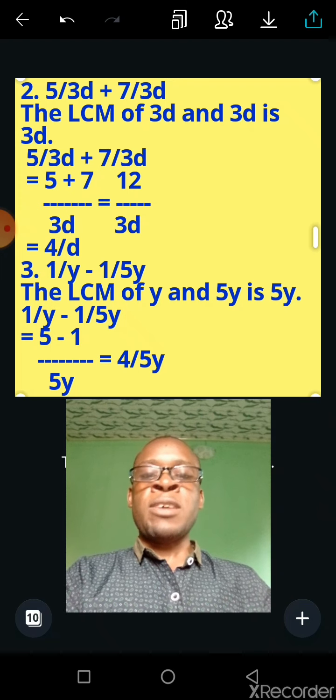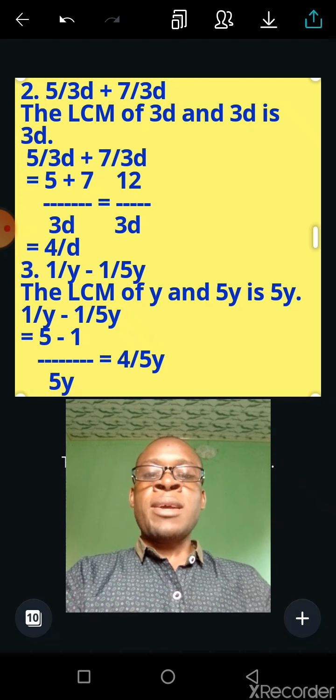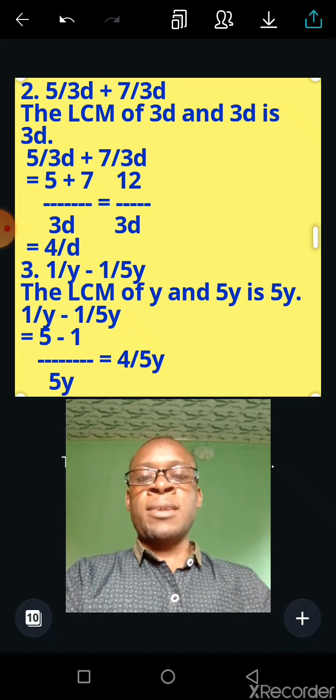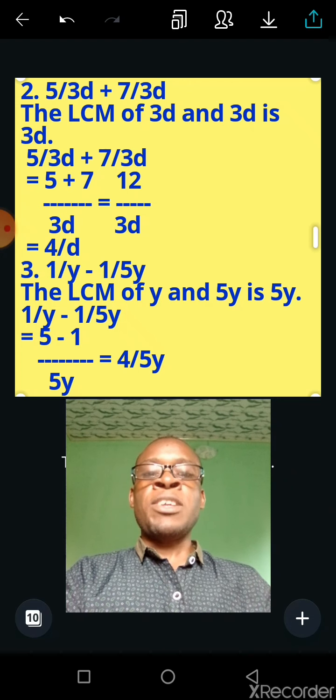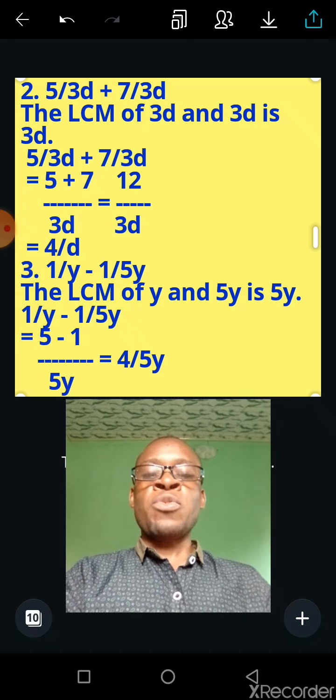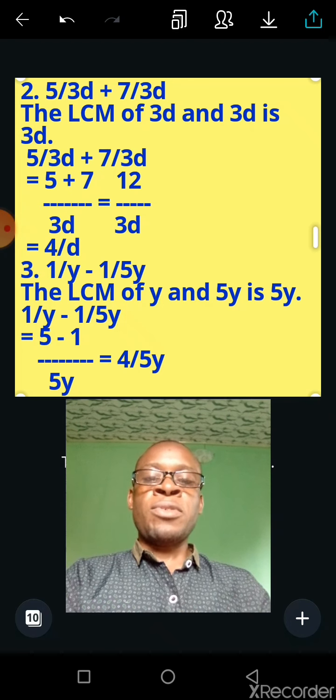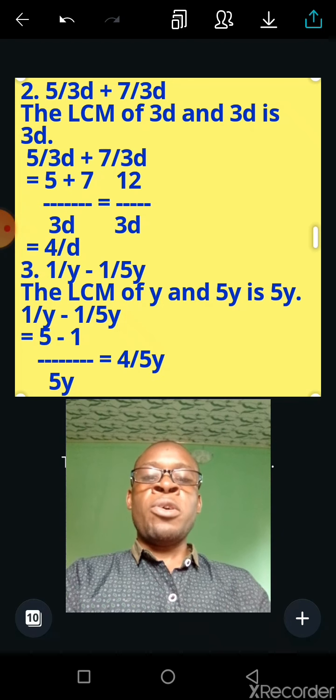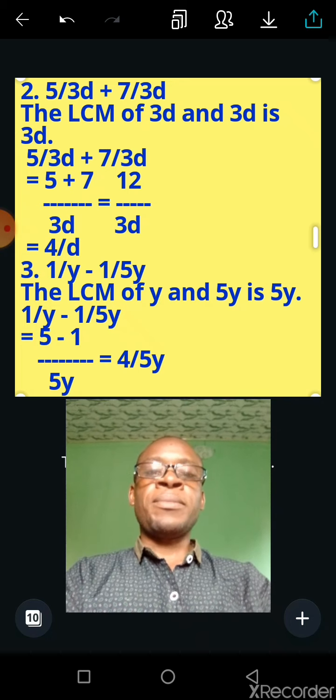We go to the next fraction. We take 5y and divide 5y. We have 1. So 1 times the numerator, which is 1, we have 1. So we now have 5 minus 1, which is equal to 4. So the answer becomes 4 all over 5y.